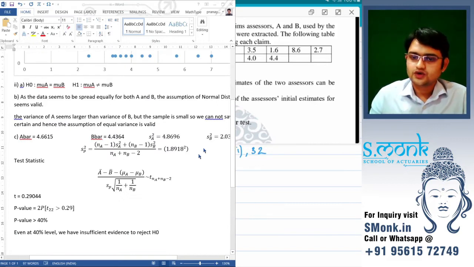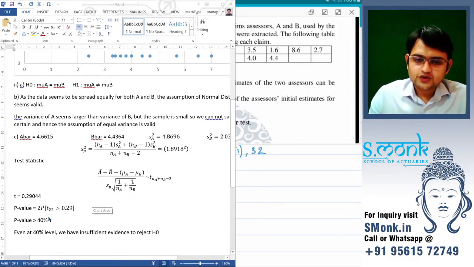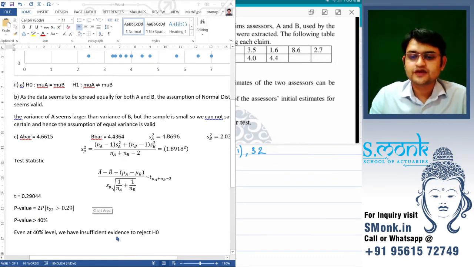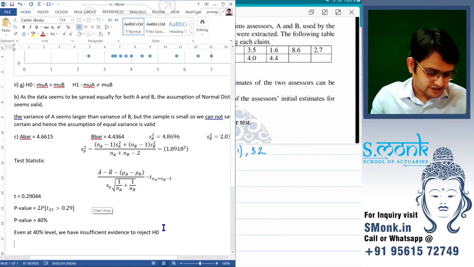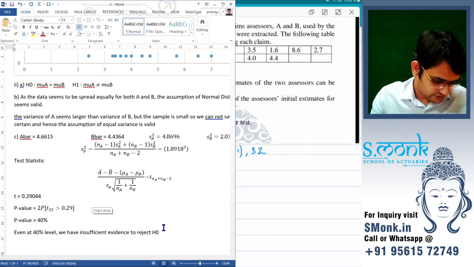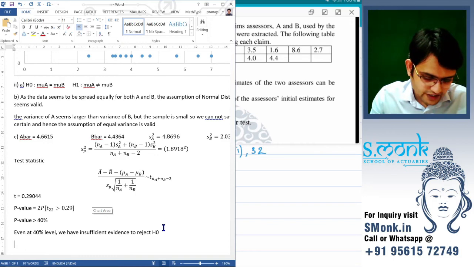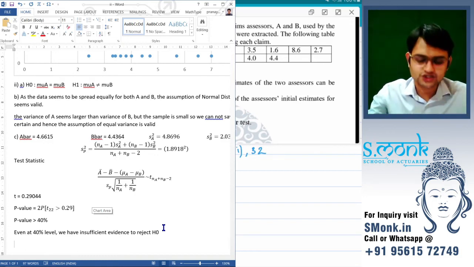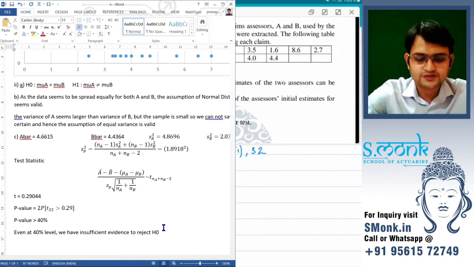Yes. Okay. So p value we wrote is greater than 40%, and we say even at 40% level we have insufficient evidence to reject h0. So what would be our final conclusion? So we'll look at the question. They asked us to assess initial estimate cost, right? Always read the question. You are required to perform an appropriate test to compare the mean of the assessor's initial estimate for this type of water damage. I'll not write such a long one. I'll try to compress it as much as possible.